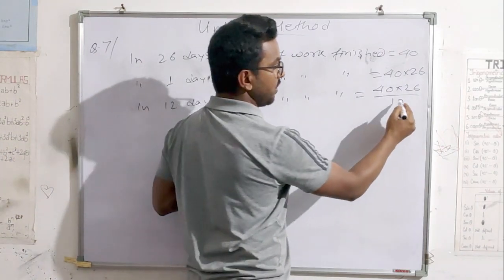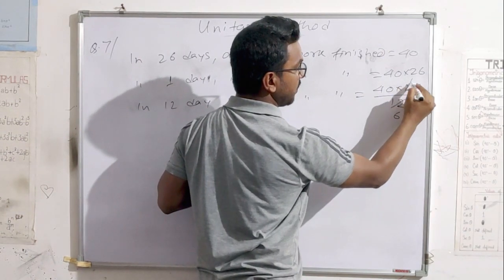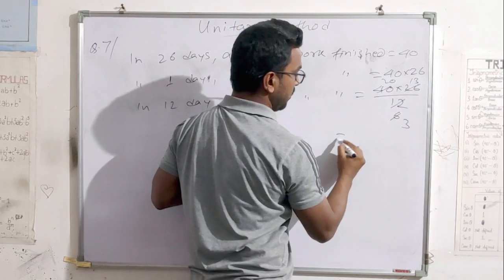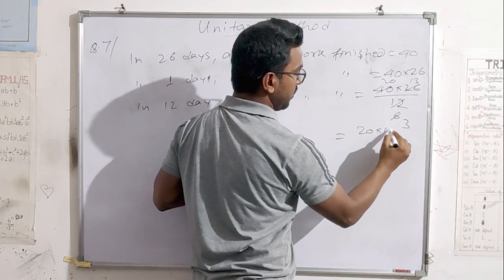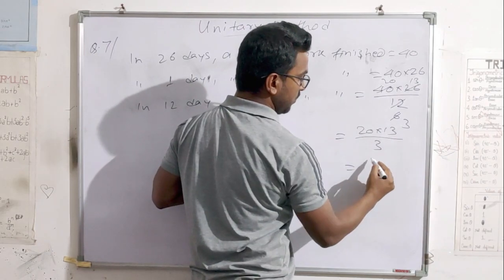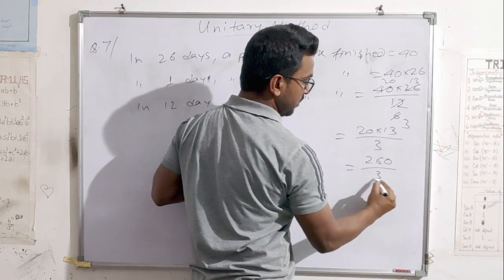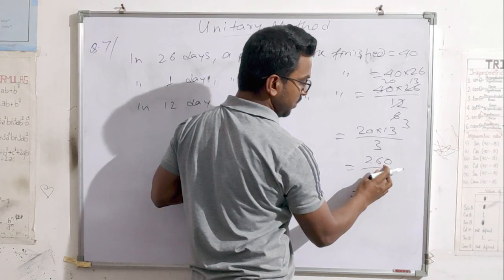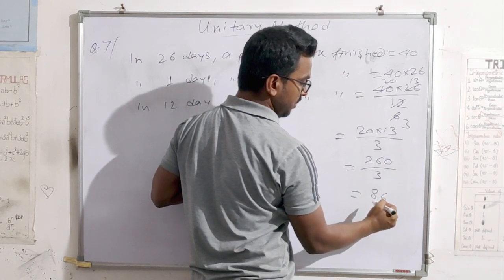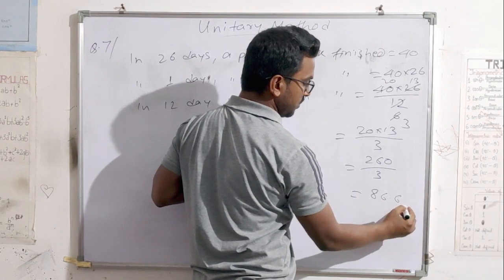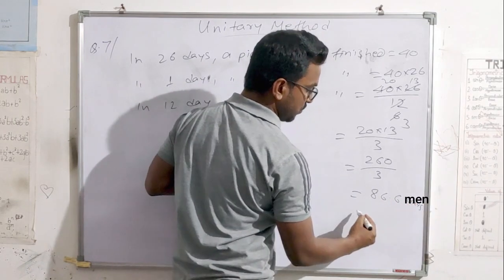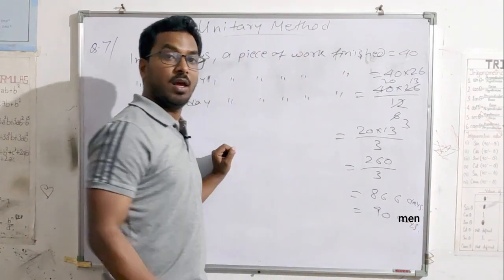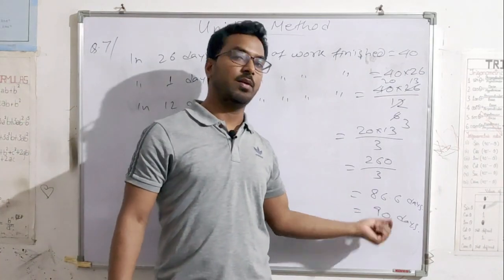Okay, so if you cancel by 2, it will become 6, this will become 13. Again, if you cancel by 2, it will become 3, this will become 20. So here 20 into 13 divided by 3. So this will become 260 divided by 3. So if you divide it, it will be 86.6. So approximately you can write 87 men.